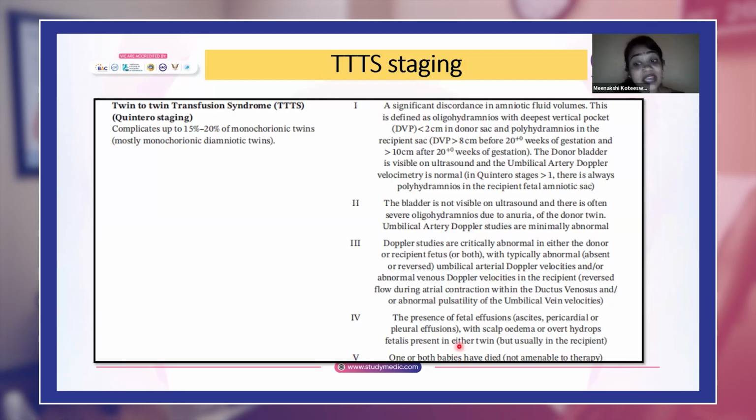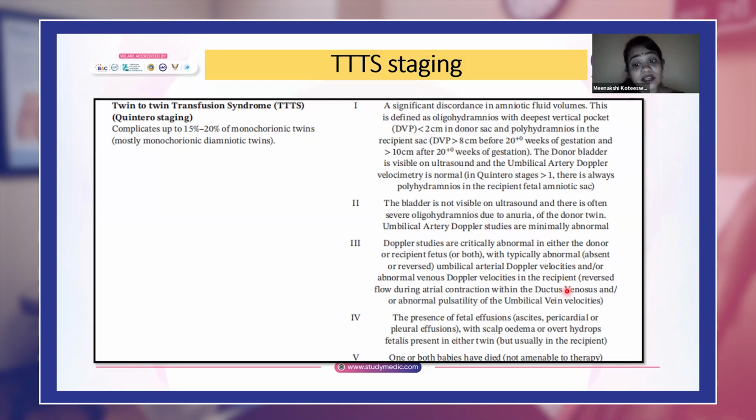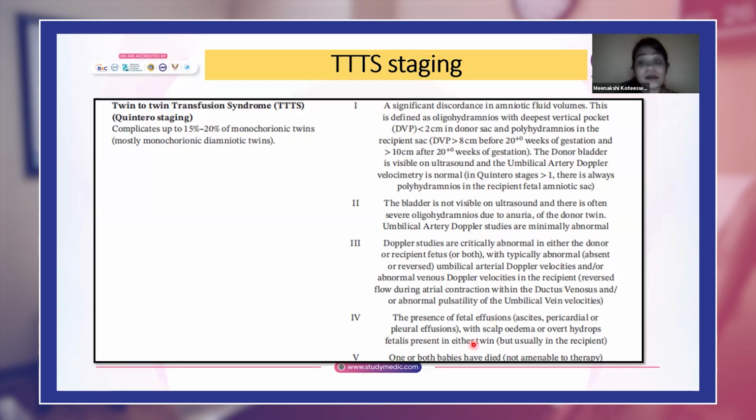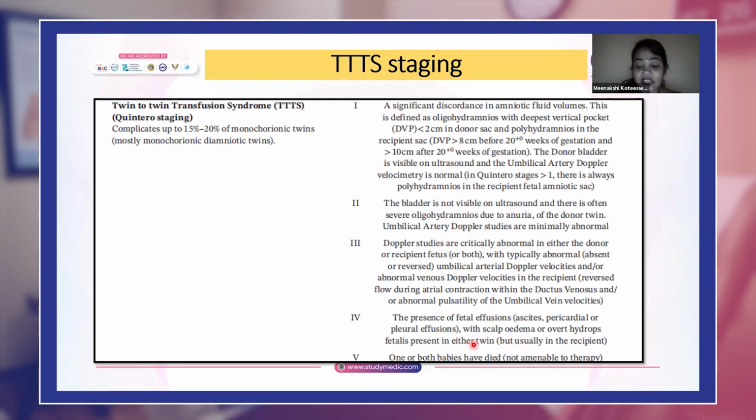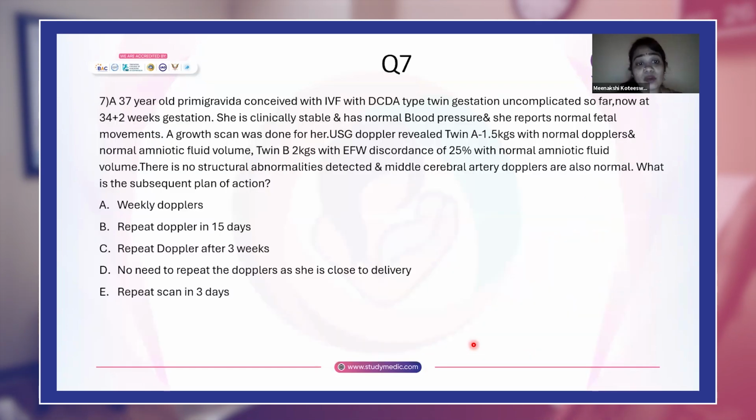And fourthly, whenever there is any kind of effusions like ascites, pericardial, pleural effusions, and all of these, scalp edema, hydrops, and when one of them has died, then that comes under stage 5. So remembering the stages is very, very important. And this is a hot favorite area where you can expect questions from TTTS.